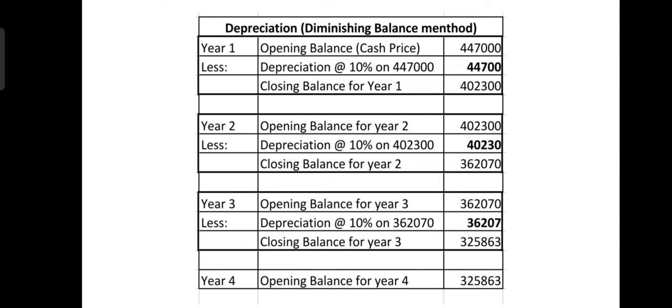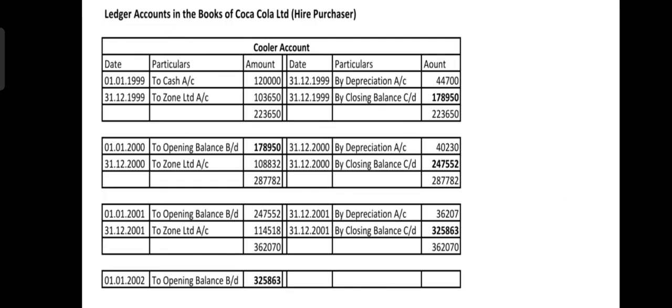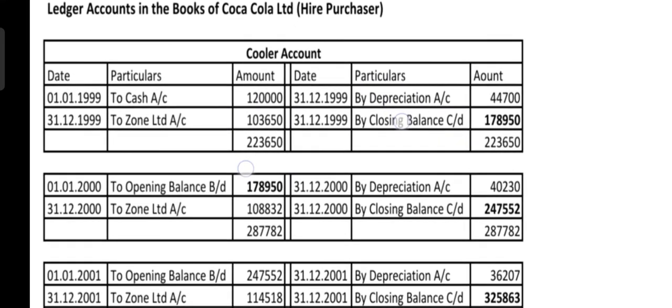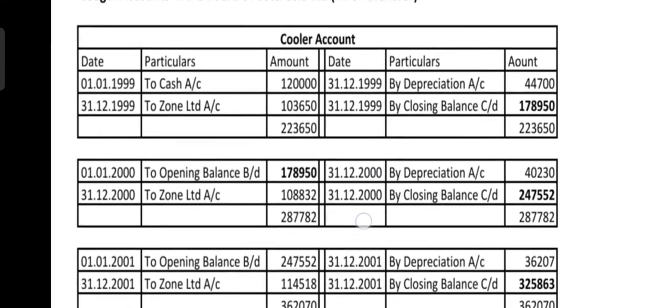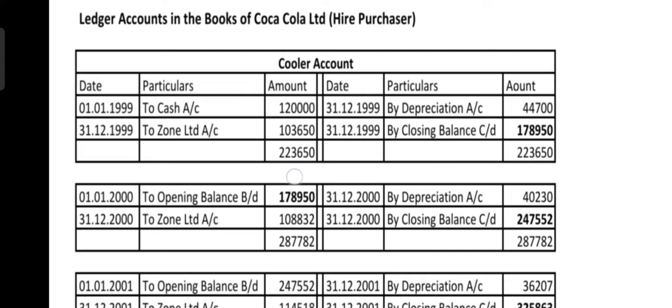Now let us prepare the ledger accounts. First we are going to prepare the asset account. You can open the asset account in the name itself. Here the asset is a cooler, so we are preparing this in the books of Coca-Cola Limited, that is the hire purchaser's book, not in the hire vendor's book. So the hire purchaser is Coca-Cola Limited, and in his books we are going to prepare this. First, the asset we are purchasing.